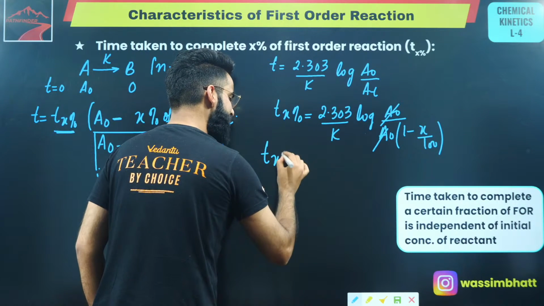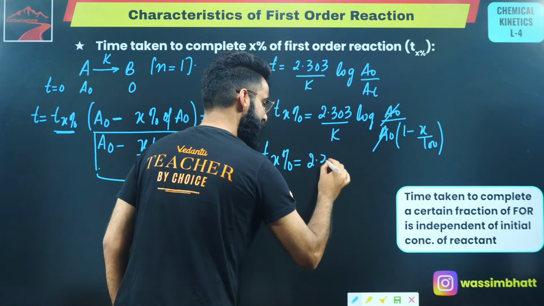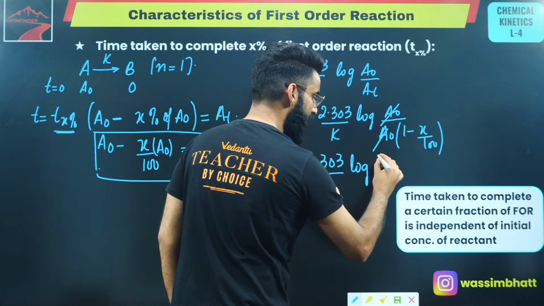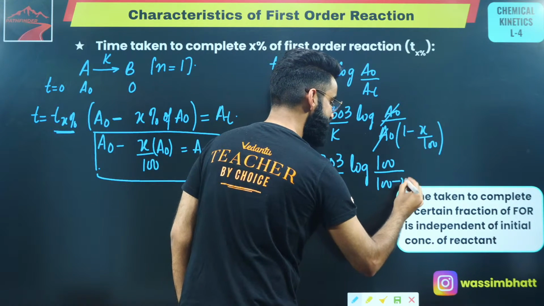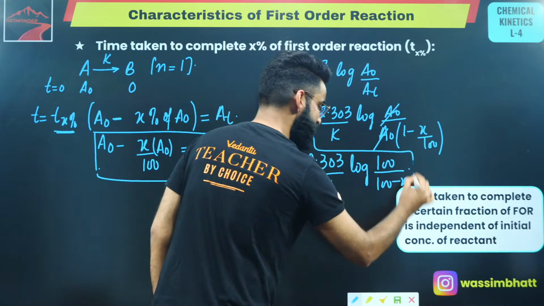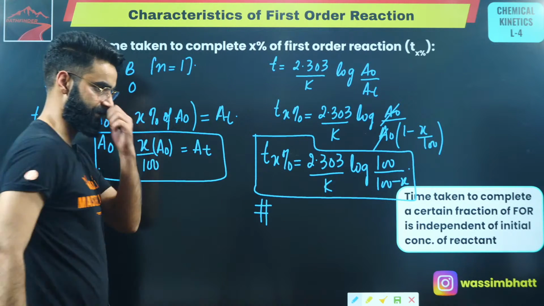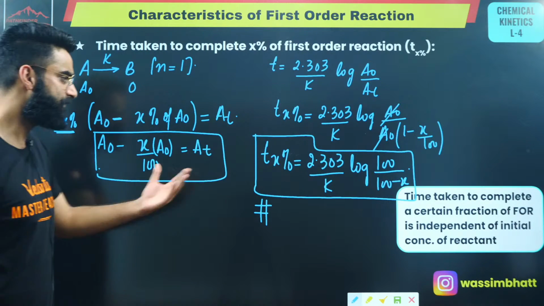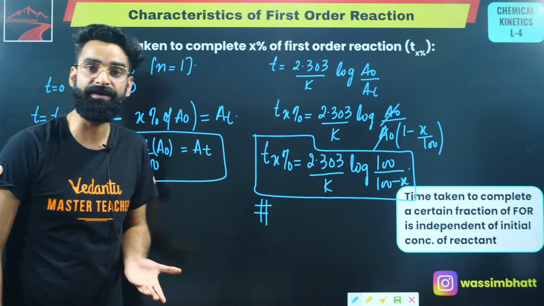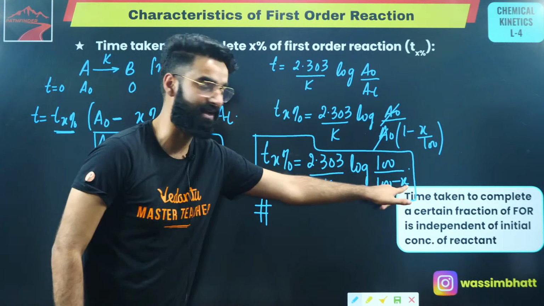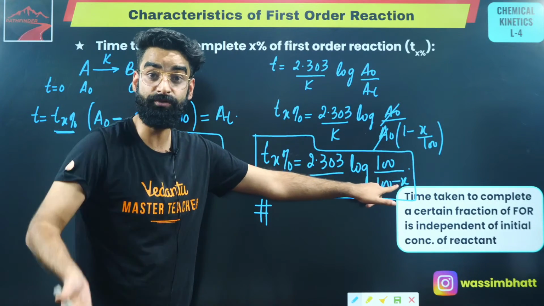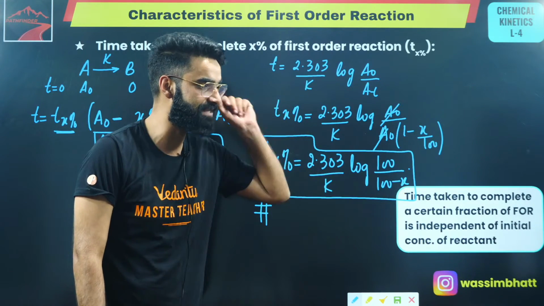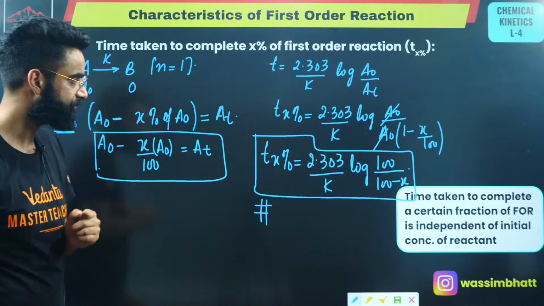So you got to know the time taken to complete X% of the first order reaction. It's always going to be 2.303 divided by K, log of 100 divided by 100 minus X. This is how we calculate the time taken to complete X% of the first order reaction. If you need to calculate the time taken to complete 25% of the reaction, you will simply put the value of X as 25. If you need to check how much time it takes for the reaction to complete 45%, you will simply take the value of X as 45. As simple as that.